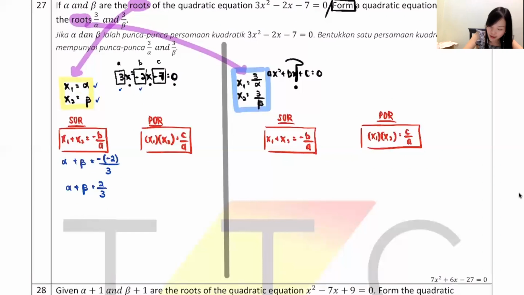X1 is this one, alpha. X2 is this one, beta. Equals to C over A. C is -7. A is 3. Okay, so alpha times beta, alpha beta equals to -7 over 3. Okay, that is what I get for the left side.